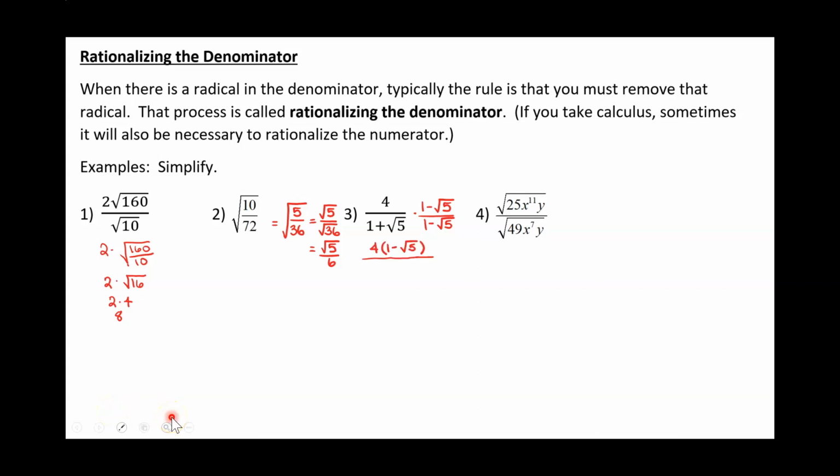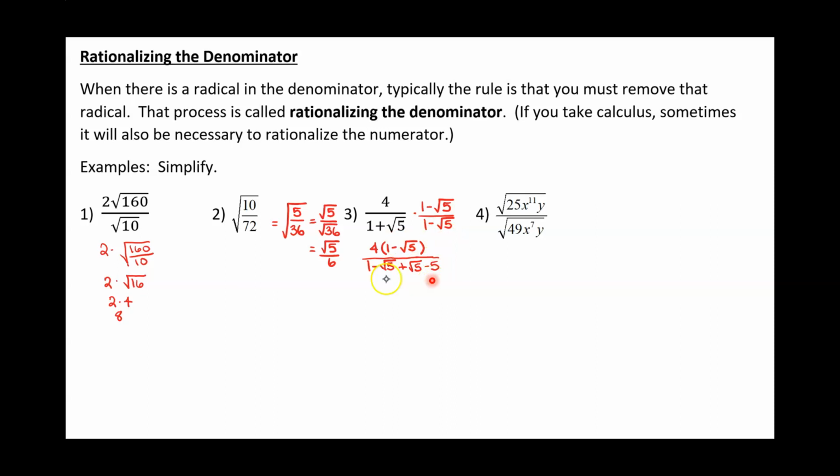In my denominator, I'm going to need to FOIL. So I've got 1 plus the square root of 5 times 1 minus the square root of 5. If we FOIL, I'm going to have 1 times 1 is 1. 1 times the negative square root of 5 is a negative square root of 5. Positive square root of 5 times 1 is a positive square root of 5. And positive square root of 5 times the negative square root of 5 would be a negative square root of 25 or a negative 5. So one more time, positive square root of 5 times negative square root of 5: positive times negative is negative, and square root of 5 times square root of 5 is square root of 25 or 5.